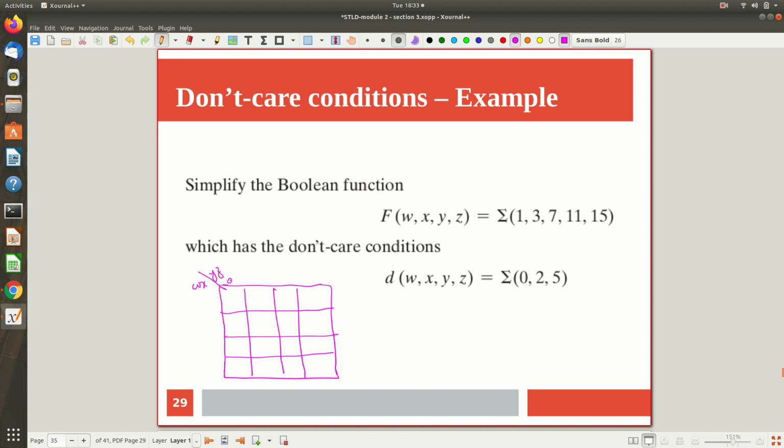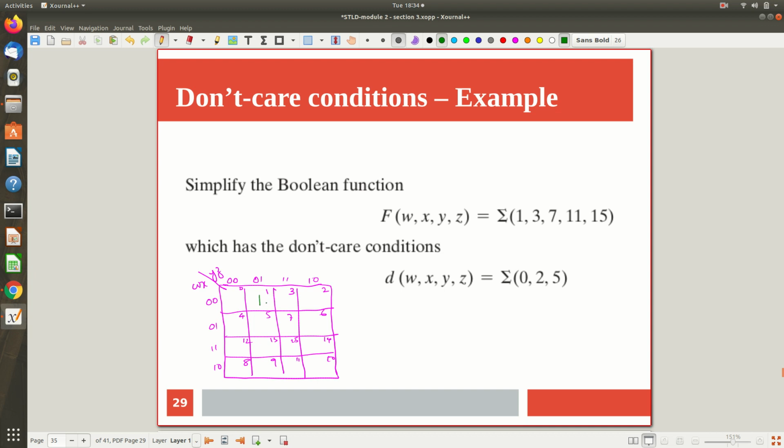The detailed solution is given in the next slide. 00 01 11 10. Here also it is 00 01 11 10, and the numbering and all. I am comfortable writing the numbering so that I can do it without any mind processing. 4 5 6 7 8 9 10 11 12 13 14 15. So now just mark the ones and don't cares.